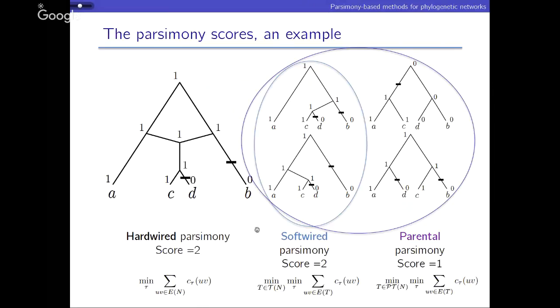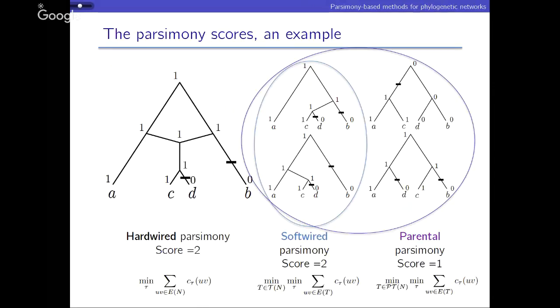It's always the same. If you want to score it in a hard-wired sense, we get a score of 2. And if you score it in a soft-wired sense, since you have only 2 display trees that need 2 changes each, then you will also get a score of 2. And if you score it in a parental way, then one of the parental trees has a score of 1. And the three scores are very different.